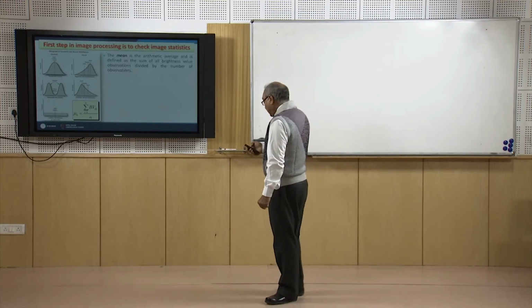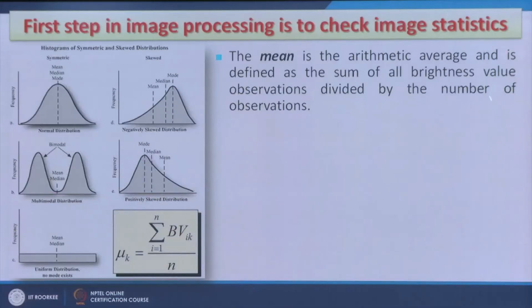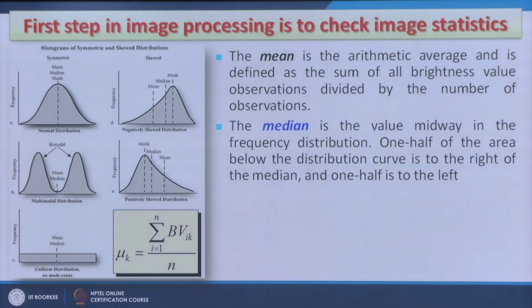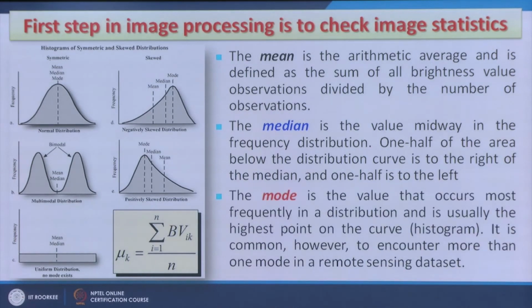statistics. The mean is the arithmetic average and is defined as the sum of all brightness value observations divided by the number of observations. The median is the value midway in the frequency distribution. One half of the area below the distribution curve is to the right of the median and the other half to the left, and the mode is the value that occurs most frequently in the distribution, as shown in these examples, usually the highest point on the curve of the histogram.